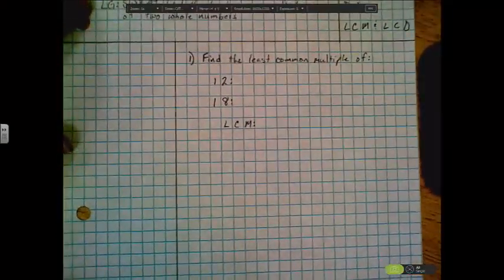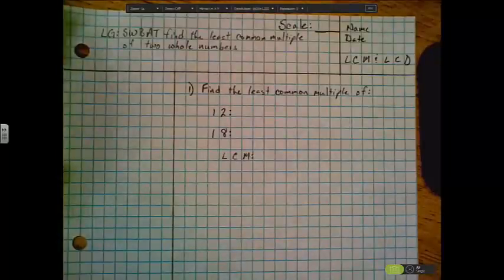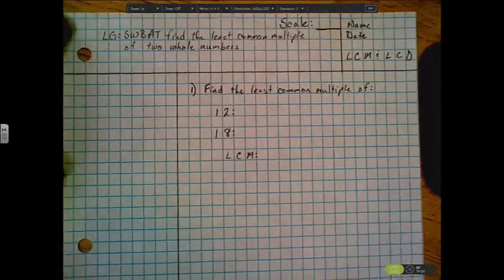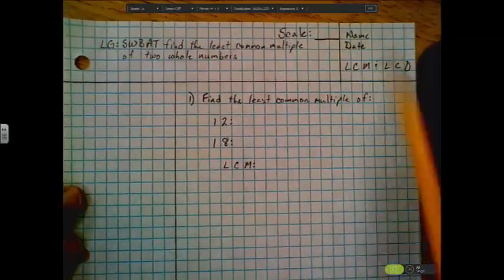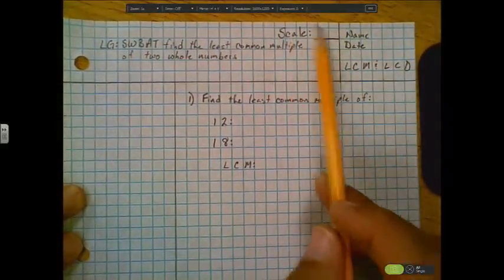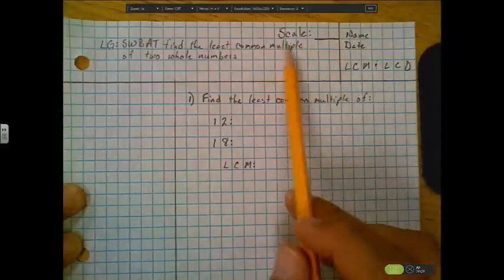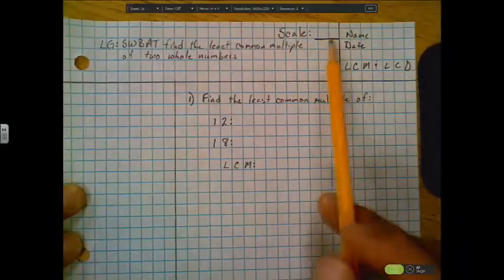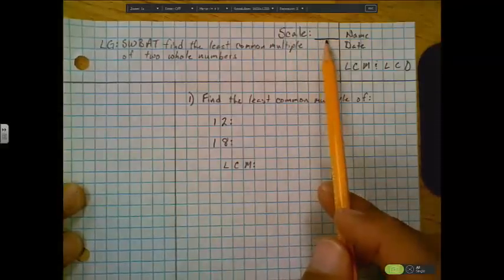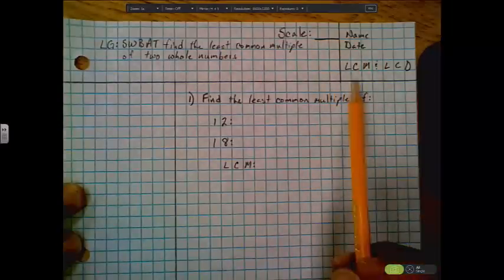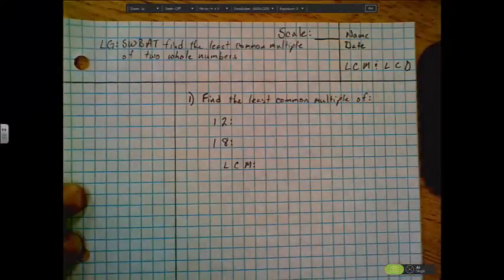So if you haven't done this already, go ahead and pause the video, draw your lines on for your Cornell notes, and make sure that you have everything correctly filled in. Also, we have this section up here at the top where we're going to identify where we believe we are on the scale at the end. So wait till the end of the video and then identify where you are on our scale from 0 to 4 as far as your understanding of least common multiples and least common denominators.